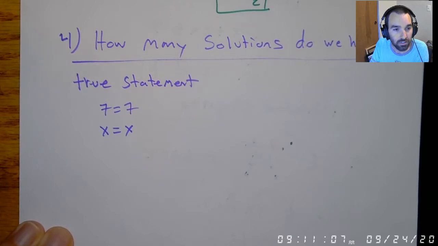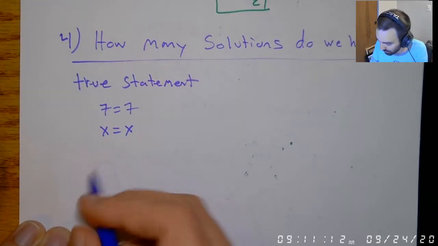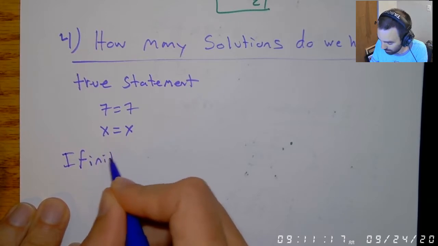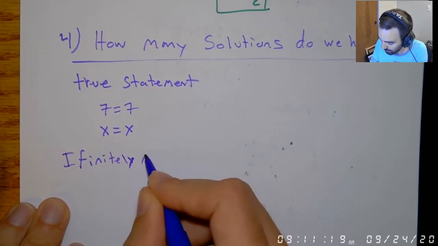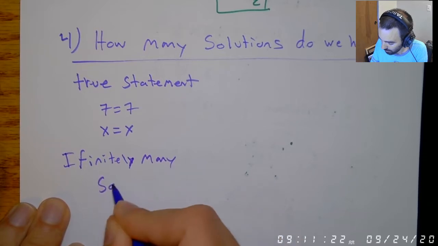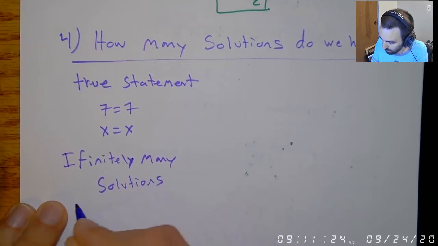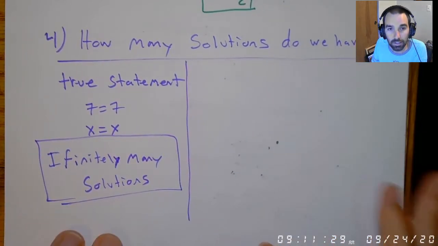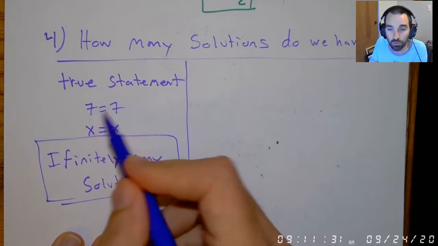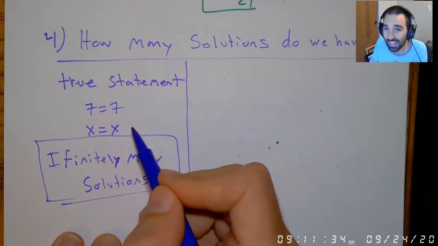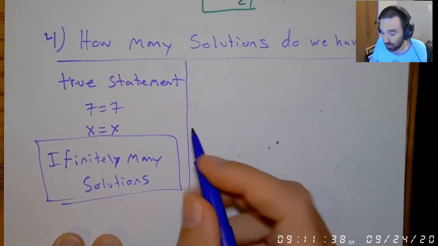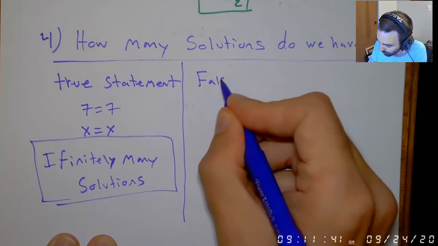then we say that we have, did we say infinitely many? Is that what we said, or did we say all solutions? I think we said infinitely many. So if it's a true statement, we say infinitely many solutions. And a true statement is just like, hey, 7 equals 7, x equals x. The left side equals the right side. It's infinitely many solutions.